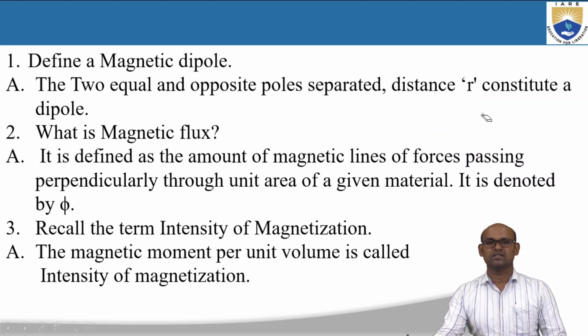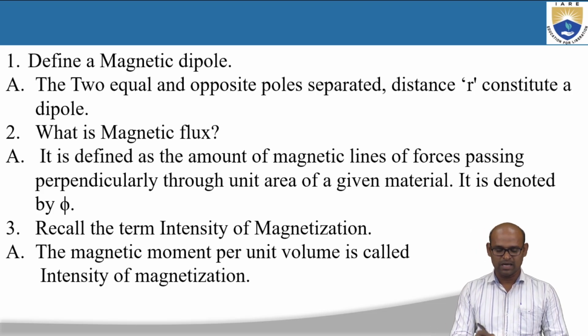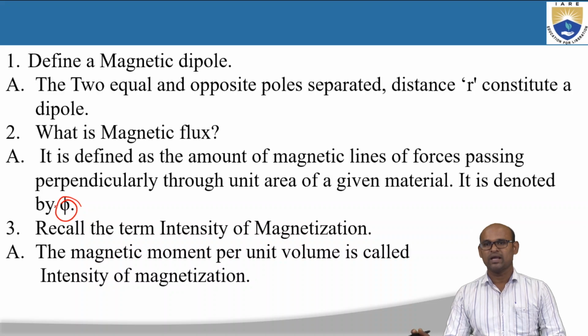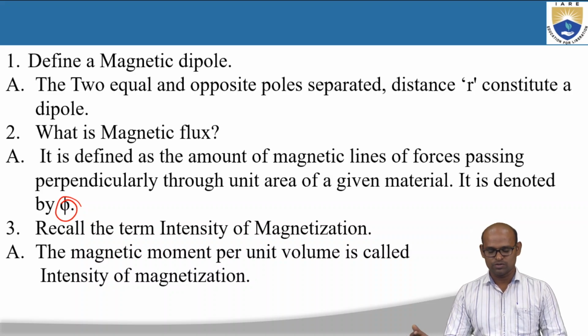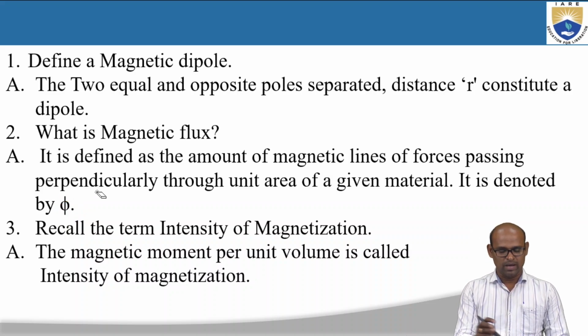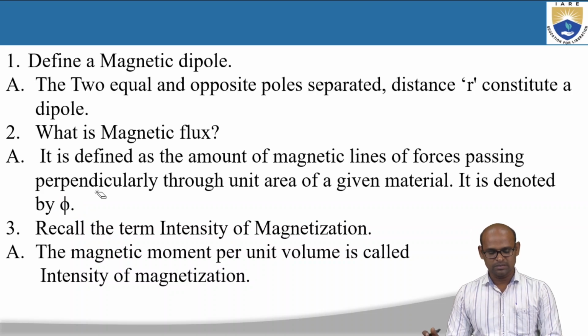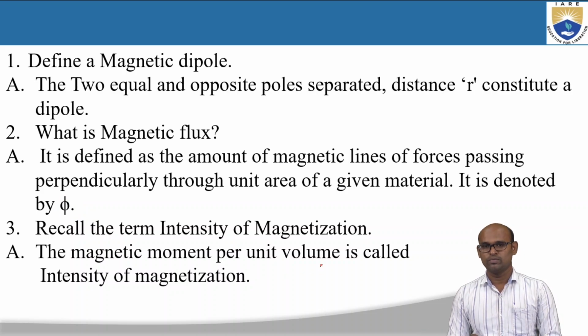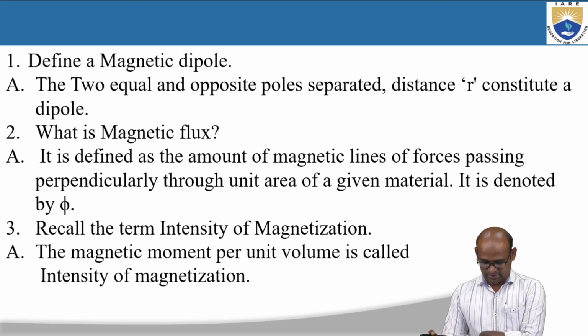What is magnetic flux? It is defined as the amount of magnetic lines of force passing perpendicularly through unit area of a given material, and it is denoted by phi. So how many magnetic lines are able to pass through a material is called magnetic flux. Recall the term intensity of magnetization: the magnetic moment per unit volume is called the intensity of magnetization.